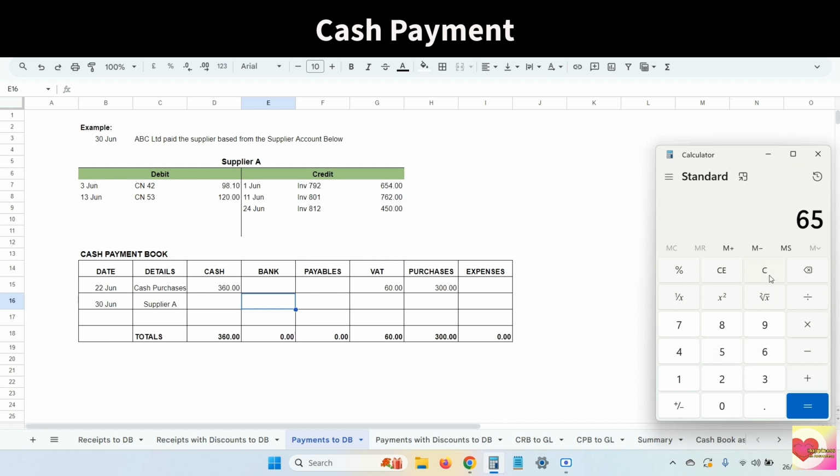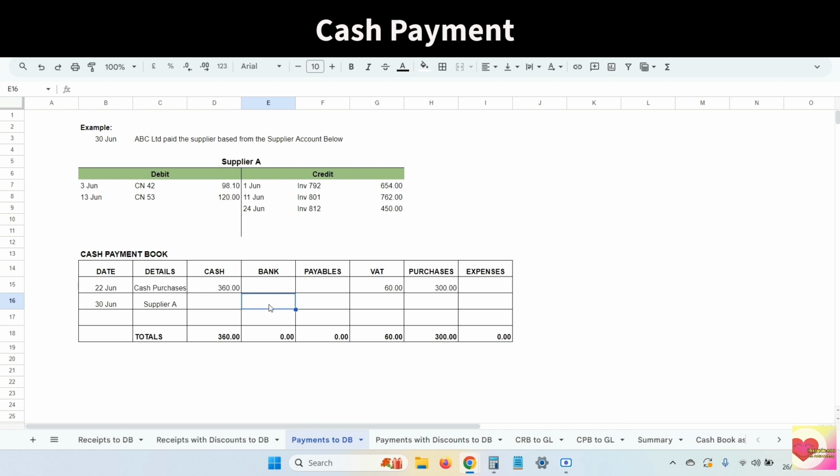It's 654 plus 762 plus 450. Then let's deduct all the credit notes on the debit side. Minus 98.10 minus 120. And we got 1,647.90. And this is the amount that we have paid to Supplier A. We will enter this to our bank column. This should be the amount that is deducted from our bank. We will also record the same amount to our payables column.